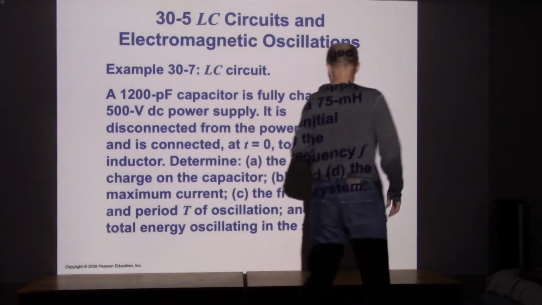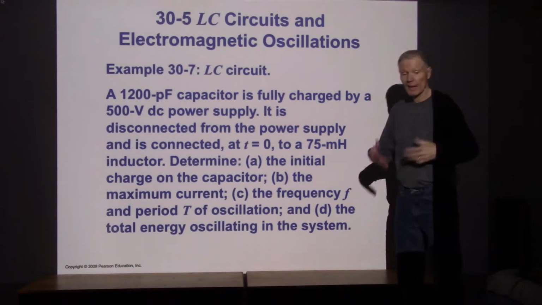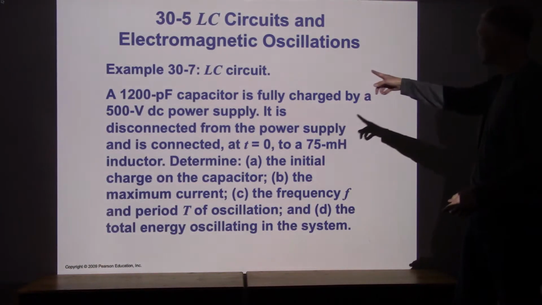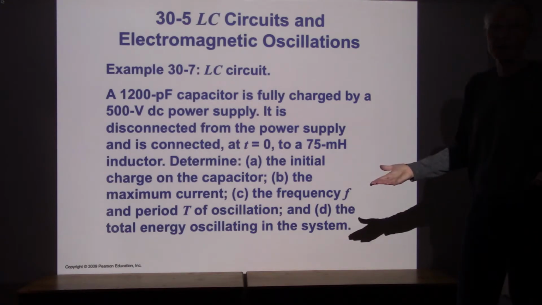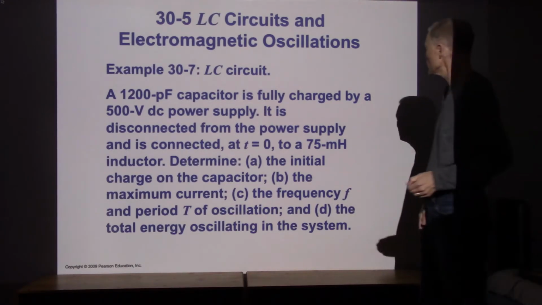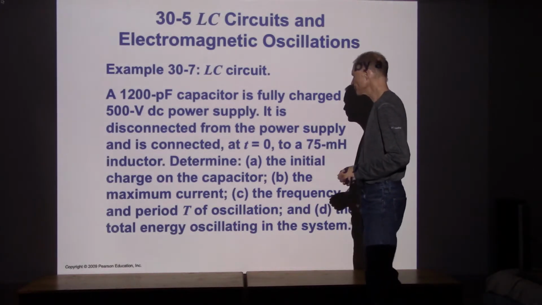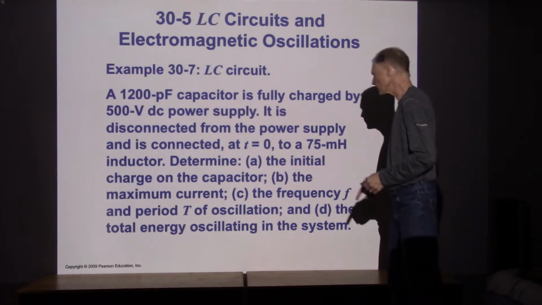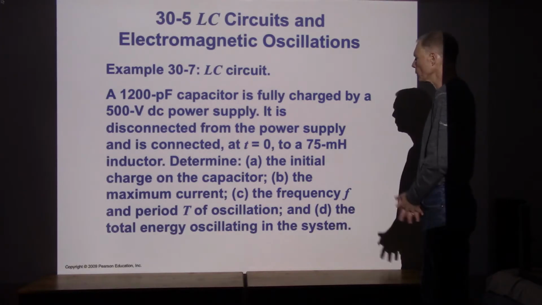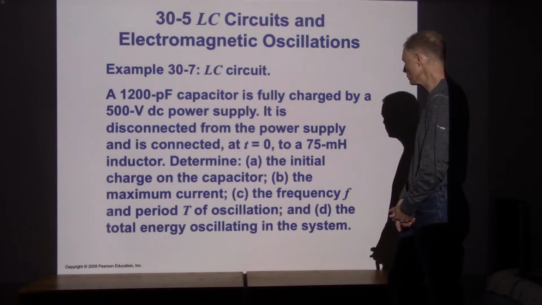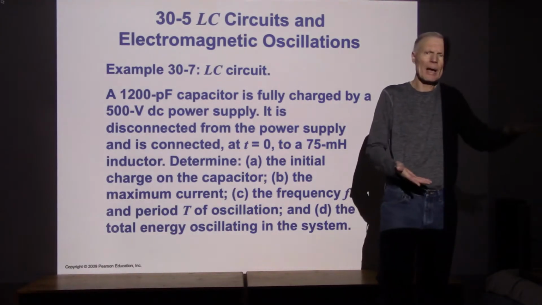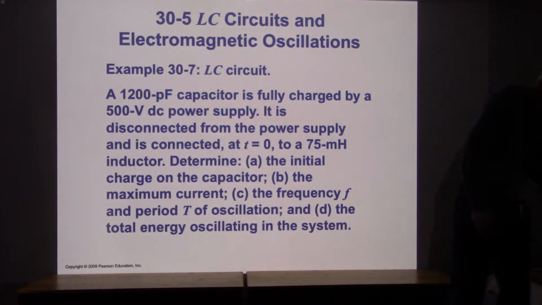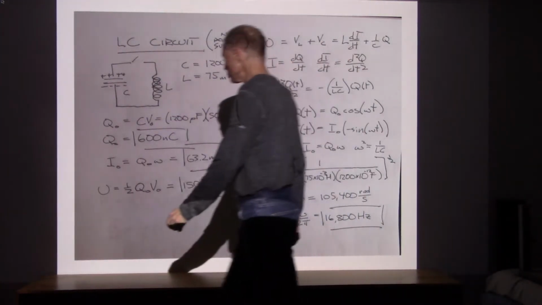And then in the circuit, there will also be an inductor, and an inductor is going to have an inductance of 75 millihenries. So those are the values for capacitance and for inductance, and then you just want to know everything about the circuit. We're getting used to doing this. They want to know what's the initial charge, what is going to be the maximum current, what's going to be the frequency and period of the oscillation, and what's the total energy of the circuit. So they say the energy is oscillating. If you add up the capacitor and the inductor, what's the total amount of energy in the circuit? Let's see how we might go about solving all of those questions.